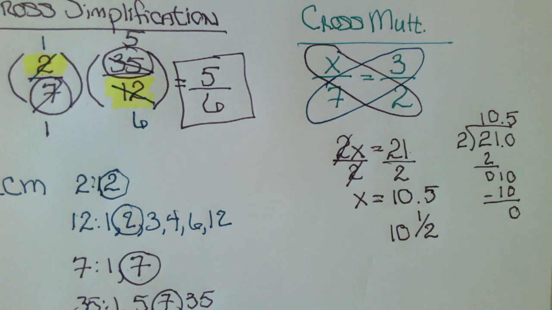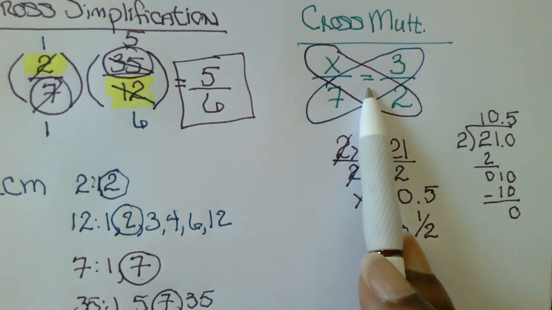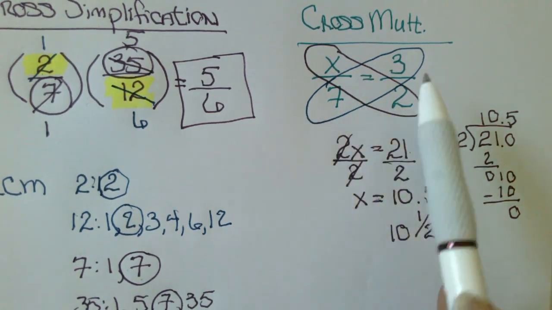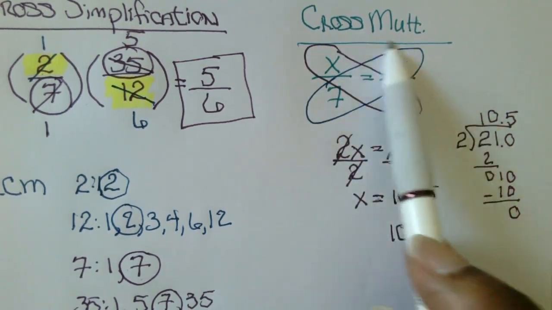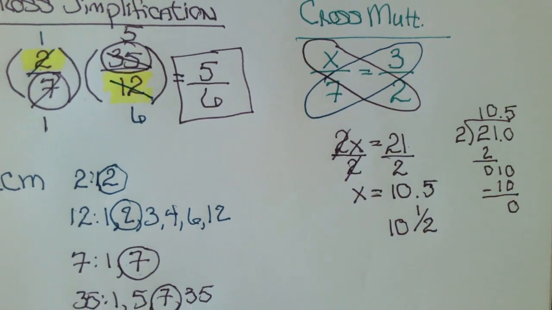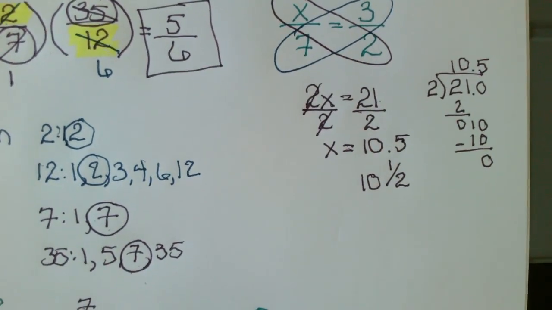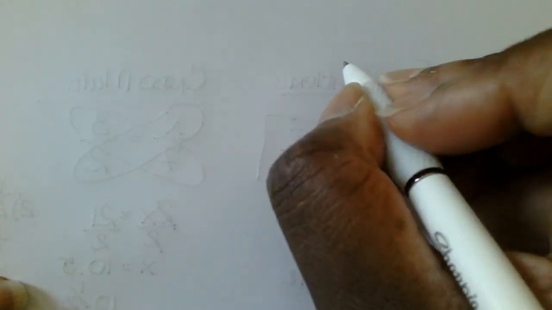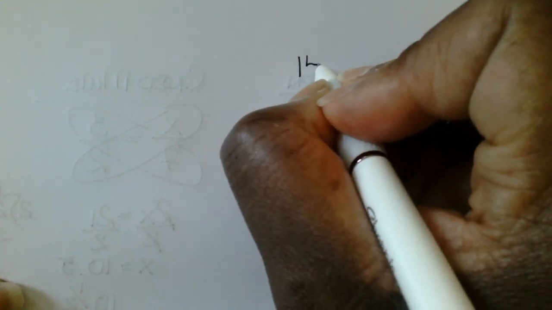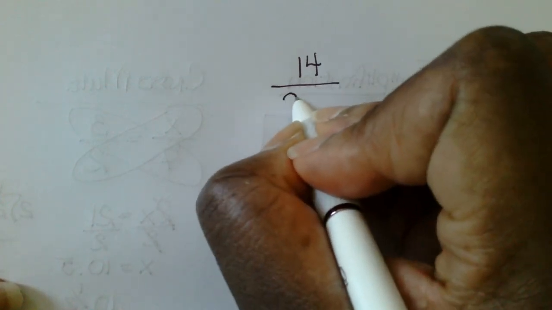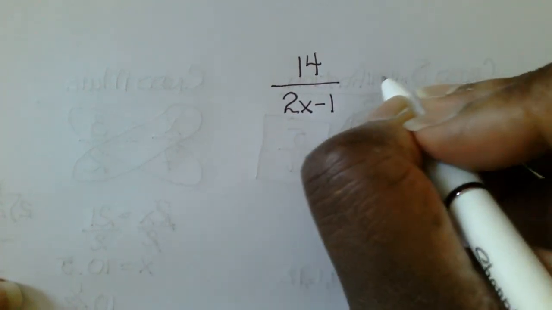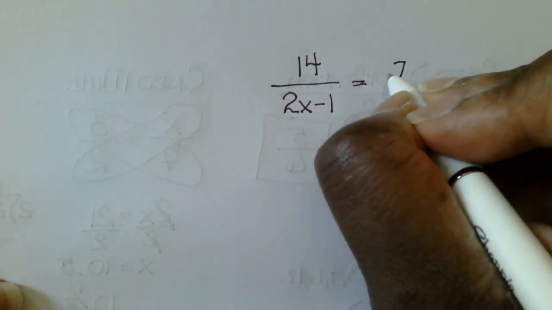Okay, all right. So when you're cross multiplying, when you see an equal sign between two ratios, this whole thing is called a proportion. They always give you questions like that as a proportion. So let's try one more and then we'll move to the next part. If I had 14 over, let's say, 2x minus 1 equals 7/3.